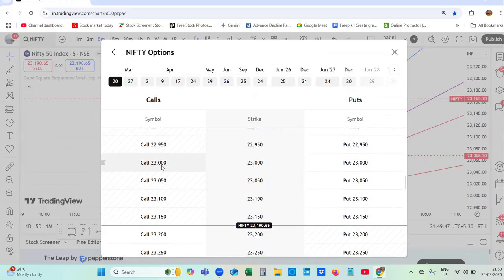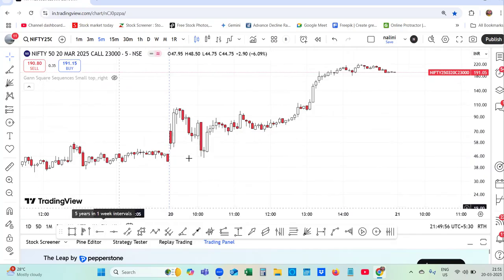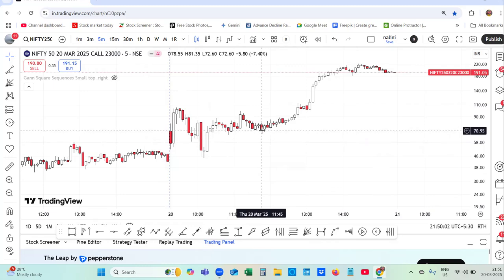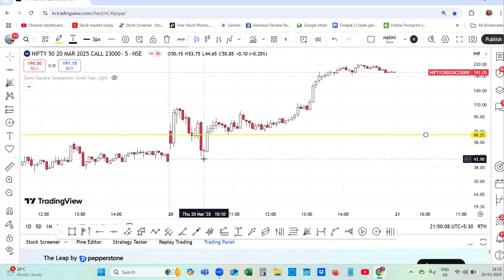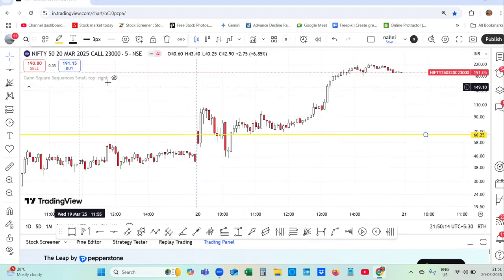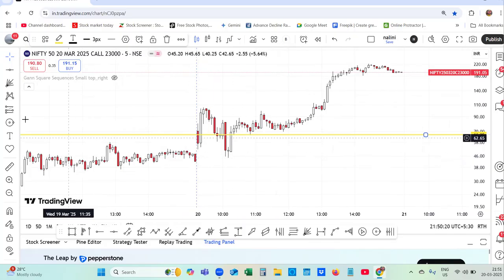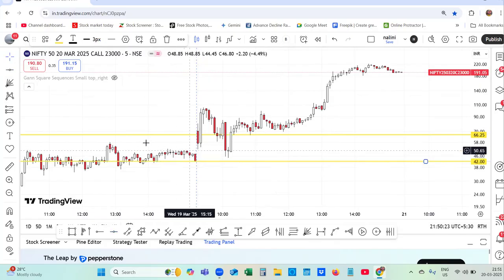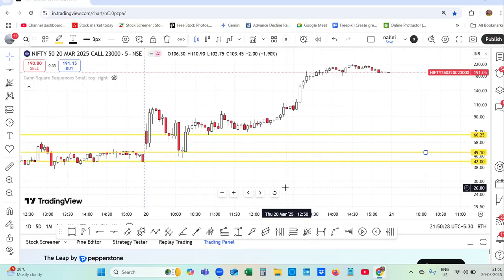The 23,000 call option. If you go there, you can see it was around 70 over here, and the low made was 43 rupees. You cannot see this structure when compared to the underlying. You can see it is coming down. So you need to consider that the option structures will be different from the underlying. You need to compare with that.